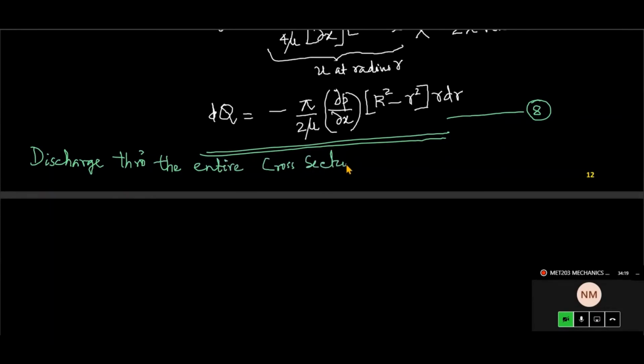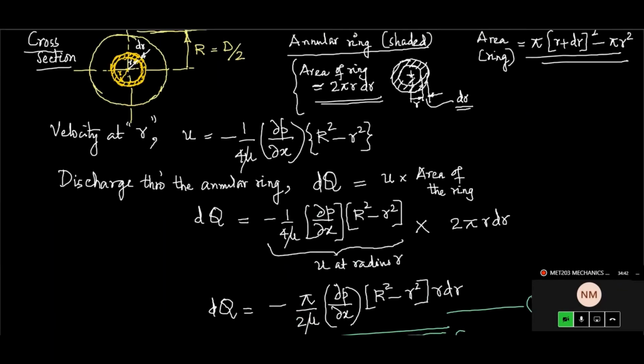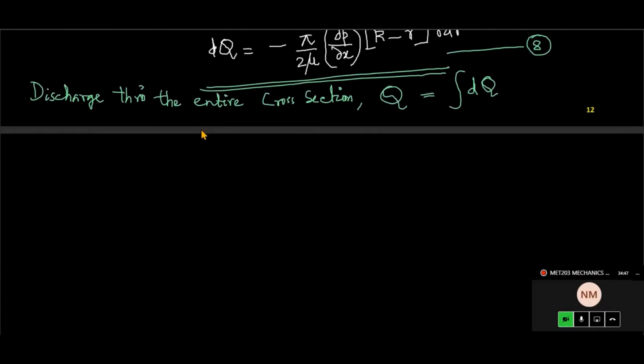So what do we do? From the small ring, you have to arrive at the discharge through the complete circular cross section. So Q is equal to the integral of dq. But remember, integral of dq means the inside radius for the annular ring is small r, and the overall radius of the circle is capital R. So the limit of integration: the radius varies from 0 at the center to maximum at the pipe wall.